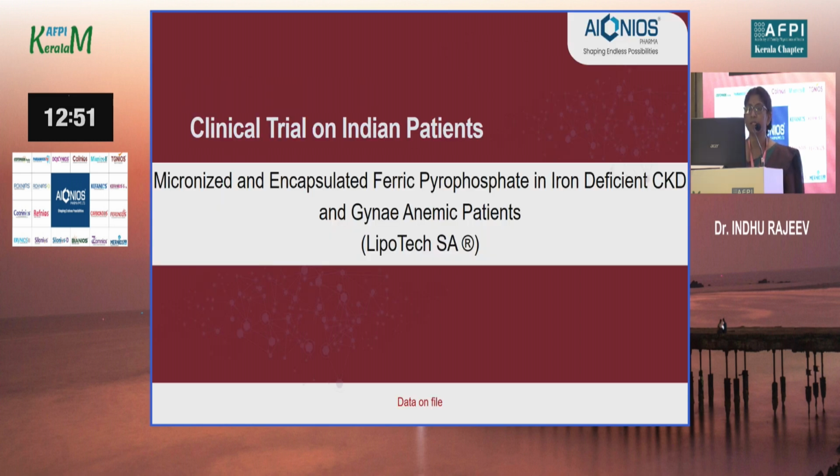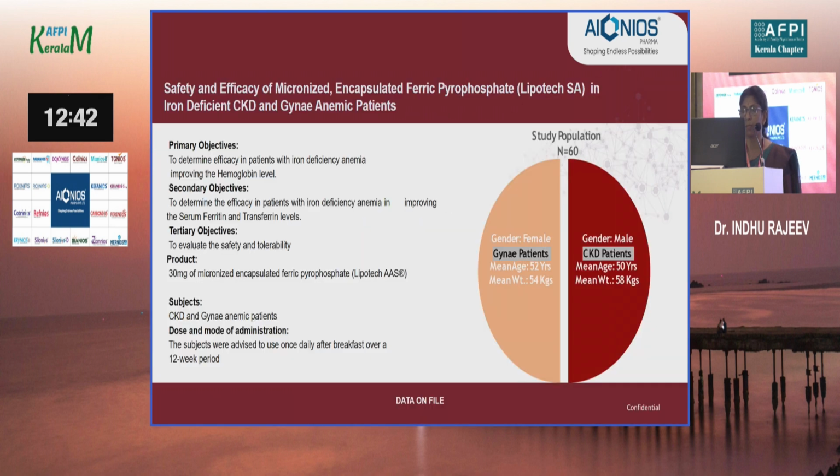So this is a clinical trial with the drug micronized encapsulated ferric pyrophosphate in iron deficient CKD and the gynec anemic patients. Here the study population was around 60. The primary objective was to determine the efficacy in patients with iron deficiency anemia, improving the hemoglobin level. Secondary objective was to determine the efficacy in improving serum ferritin and the transferrin levels. Tertiary objective was to evaluate the safety and tolerability.